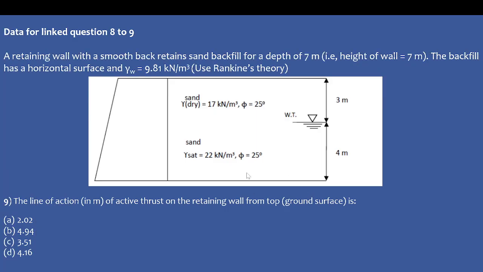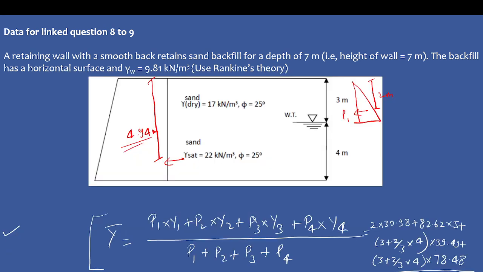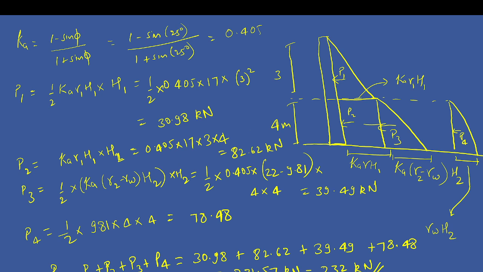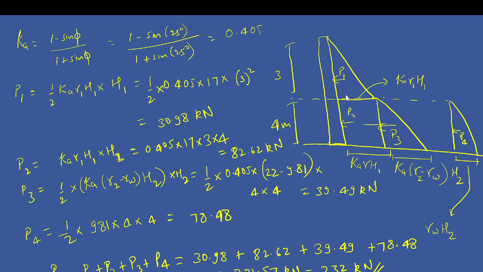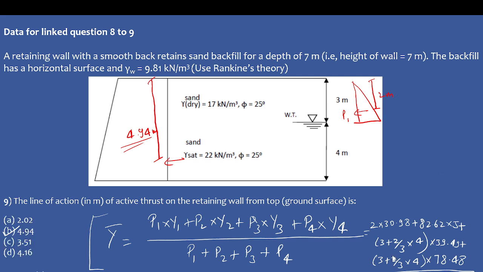Yeah, so let's check the answer. The answer is 4.94, and let's see the solution. We have already evaluated P1, P2, P3, P4, right? So it's 30.98, 82.62, and 39.49. Now we just need to see where all these forces are acting. P1 is a triangular stress diagram, so it will act at a height of one third above its base. P2 will act at half of its height. P3 again one third from its base, and P4 again from one fourth of the base.